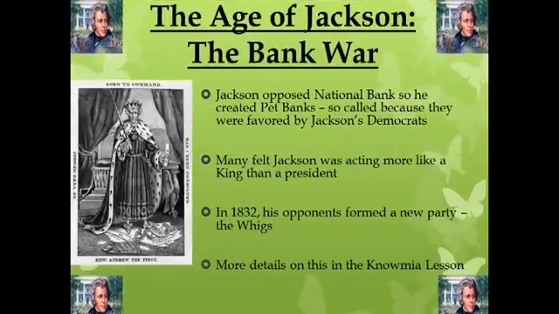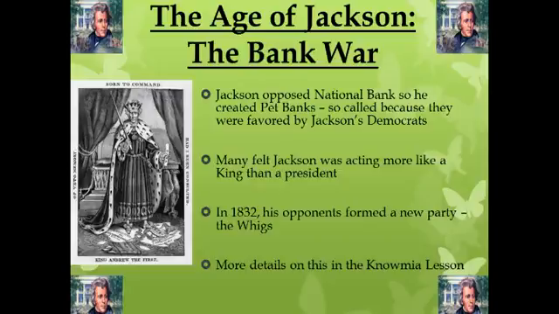So now let's talk about a couple key events that happened during Jackson's presidency. This thing called the Bank War. I'm going to give a lot more details about this in my Nomia lesson on Nomia.com, but this is the big picture. He opposed the National Bank because it was a part of Henry Clay's American system, and he didn't like Henry Clay, remember? So he created pet banks to compete with the idea of a national bank. And these were called pet banks because Jackson favored them.